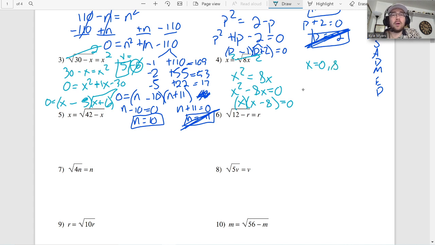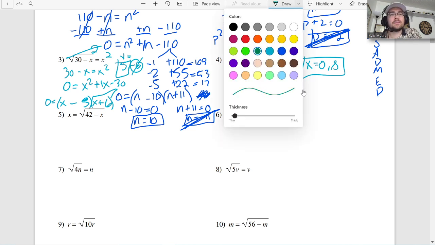And I believe both answers might work here, because if you think about it, if I plug in 0, 0 times 8 is 0, the square root of 0 is 0. I can take the square root of 0. That's possible. So 0 works, actually. And then 8 works as well, because 8 times 8 is 64, square root of 64 is 8. 8 equals 8. Yeah, they both work. Look at that.